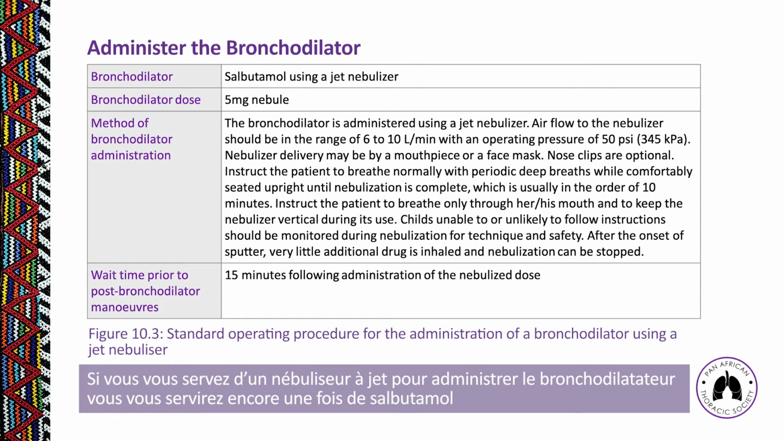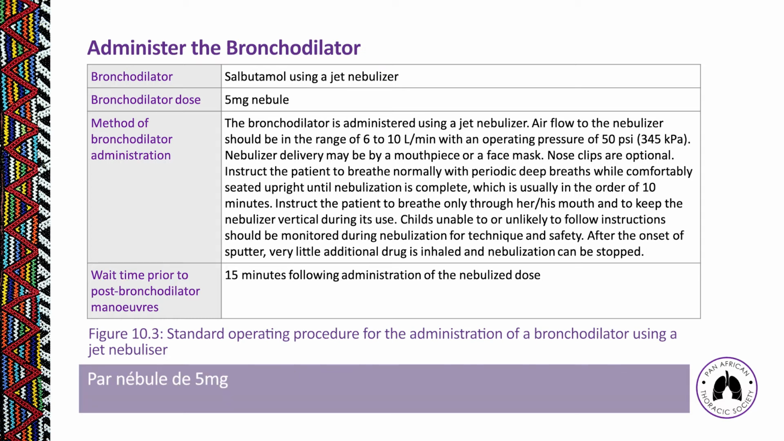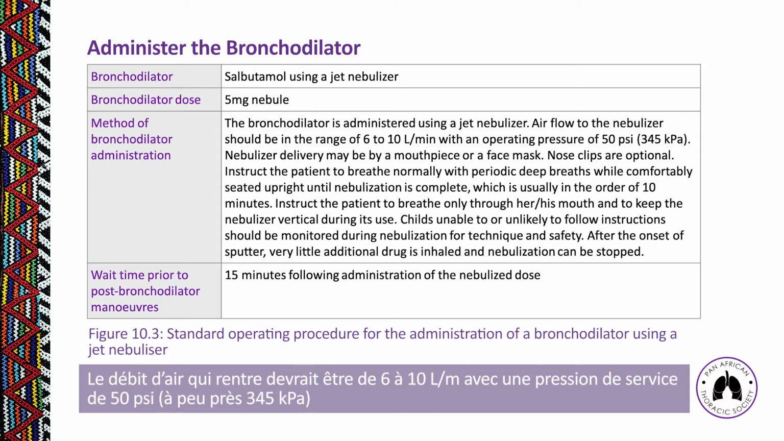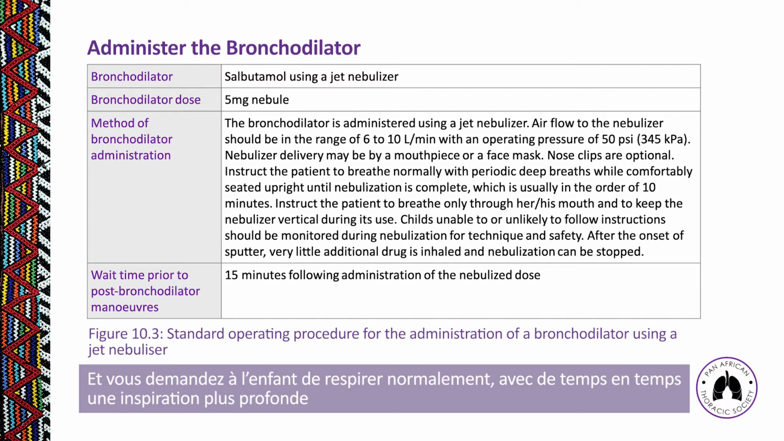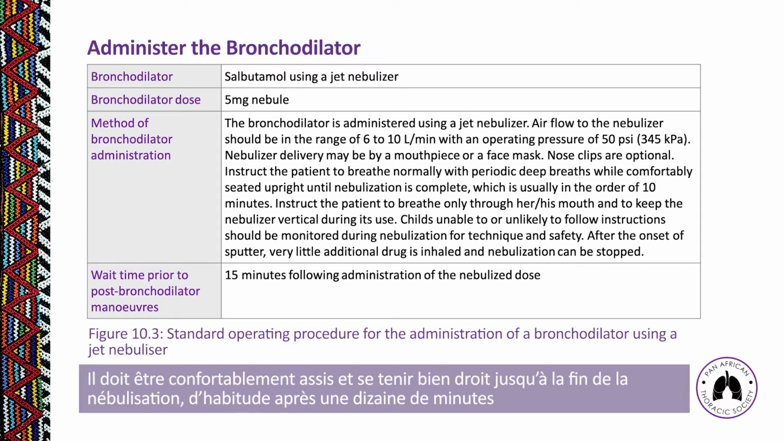If you are using a jet nebulizer to administer the bronchodilator, again, you will use salbutamol, 5 milligrams in a little nebule. So the bronchodilator is administered using the jet nebulizer. The airflow to the nebulizer should be in the range of 6 to 10 liters per minute with an operating pressure of 50 psi, which is about 345 kilopascals. Nebulizer delivery may be either through a mouthpiece or through a face mask. Nose clips are optional, and you instruct the child to breathe normally in and out with periodic deep breaths while comfortably seated and upright until the nebulization is complete, which usually takes around about 10 minutes.